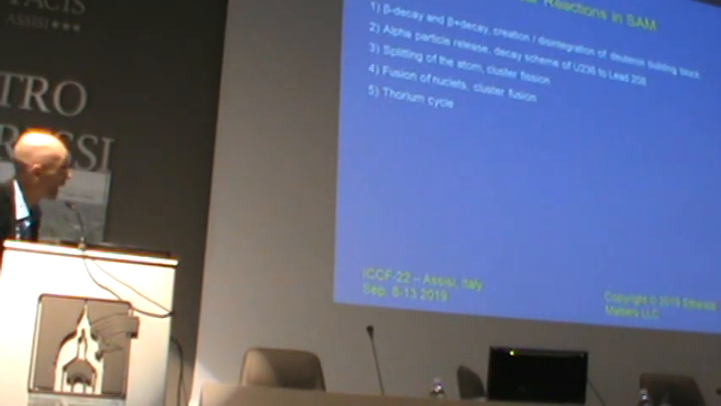Pointing out nuclear reactions in SAM, I'm going to go in the next slides through these 5 topics here, from beta minus, beta plus decay. I'm going to show a sequence of the alpha particle released from uranium all the way down to lead, quickly. Splitting of the atom, cluster fission, if you will, and fusion of nucleates, which is clustered fusion, i.e. cold fusion, LDR, etc. And as the last one, the Fourier cycle complete.